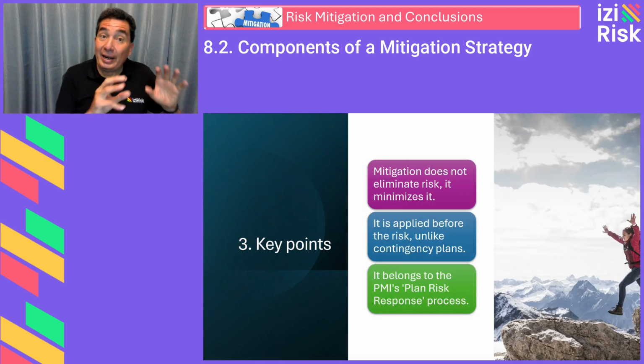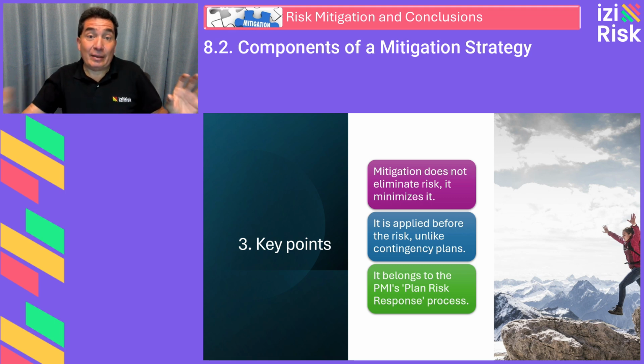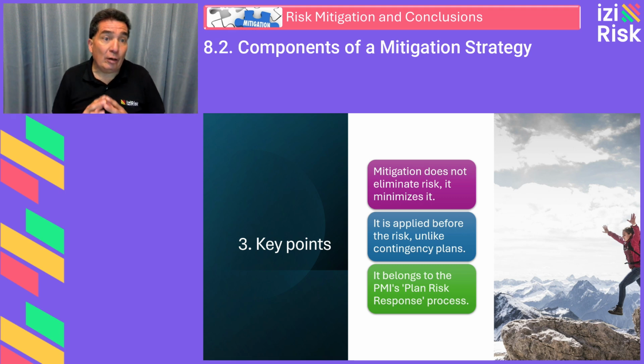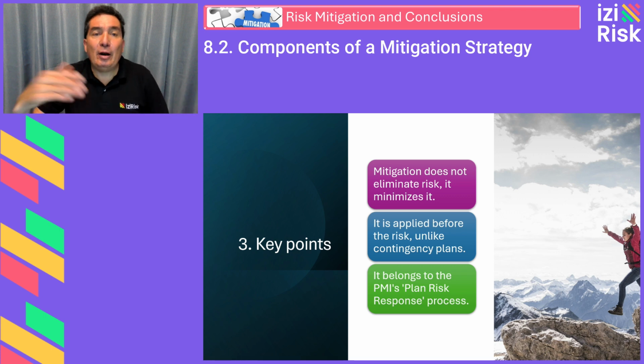Some key points. Mitigation does not eliminate the risk, but reduces its potential harm. It is applied before the risk occurs, unlike contingency plans, which are reactive. And it is part of a planned risk responses process in PMI's risk management framework.